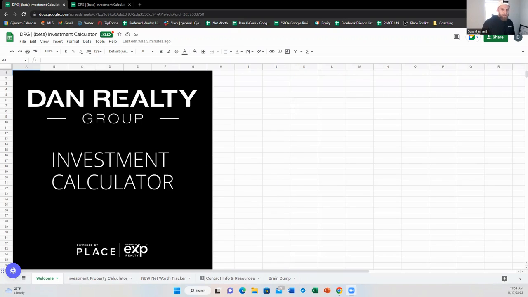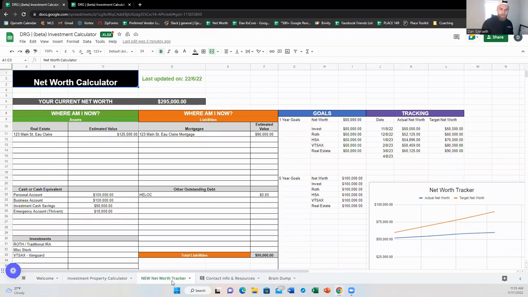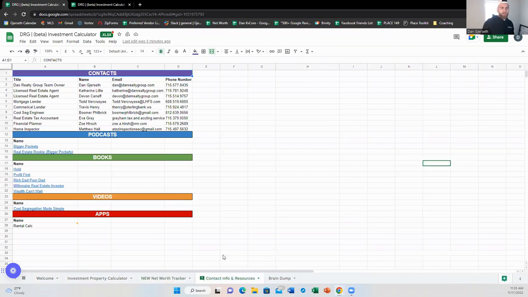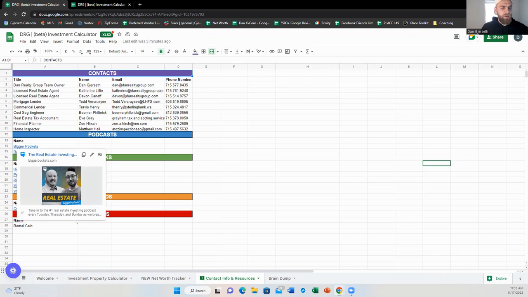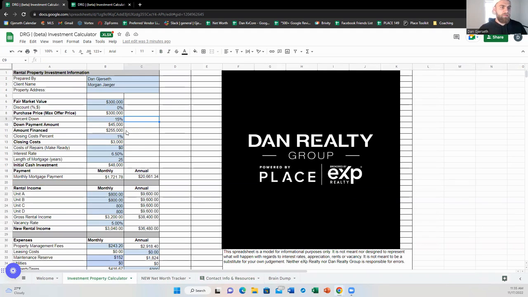So a couple different things we have in this: a property investment calculator, a net worth tracker. Super excited to look into this. And then also contact info and resources for you. For example, book recommendations for investors, podcast recommendations, videos, our lenders that we like to refer out. They're great to work with. Financial planner, home inspectors, everything you could possibly need if you're getting into real estate or building wealth in general. This is hopefully a good tool for you guys to use.